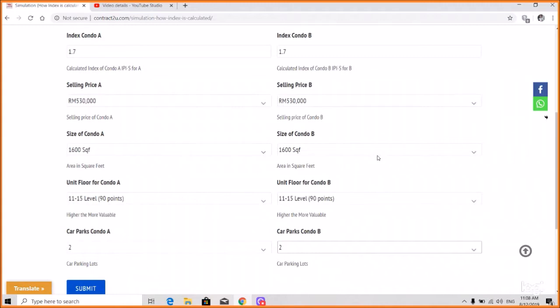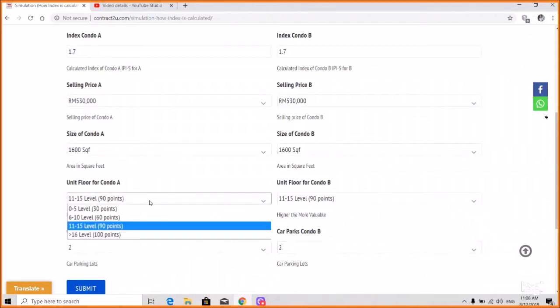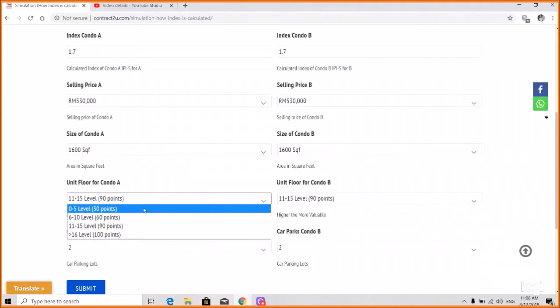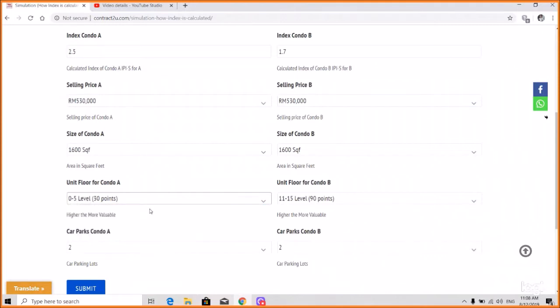So let us consider that condo A is selling at 530,000. However, it is at a lower level. Let's say it is on the third level. Because of the lower level, buying it at 530,000 would be more expensive than buying at the same price at a higher level. It shows 2.5 versus 1.7.